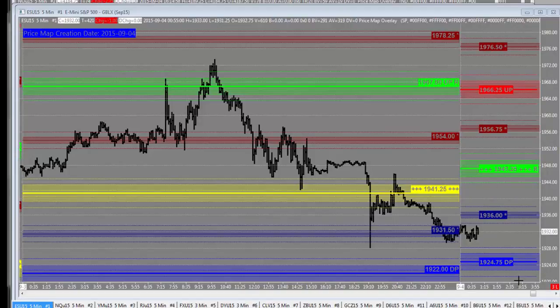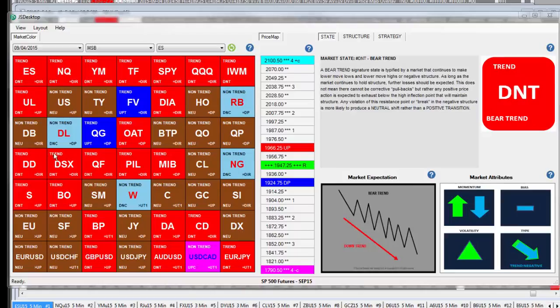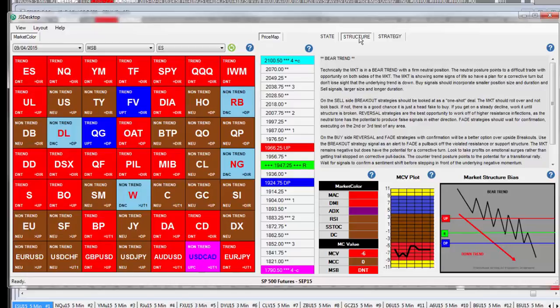So here's the price map for the next session, and let's take a look at the market state. We see the S&Ps remain in a bear trend, and we look at the structure of that state, and the sentiment bias is a little different, a little more aggressive. We have the sentiment at the directional, so that's really putting this bear trend in an aggressive position where it really needs to stay below this 1947.25 level to keep that negative energy.